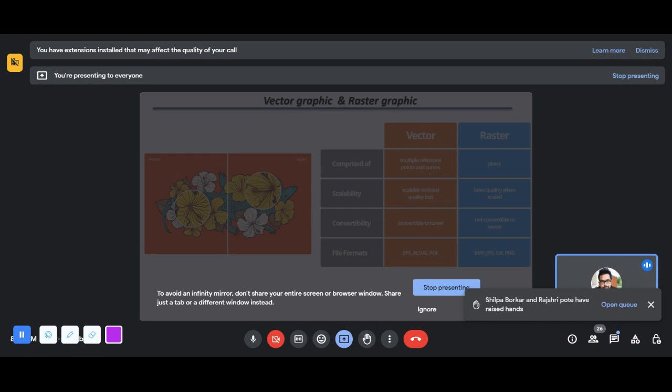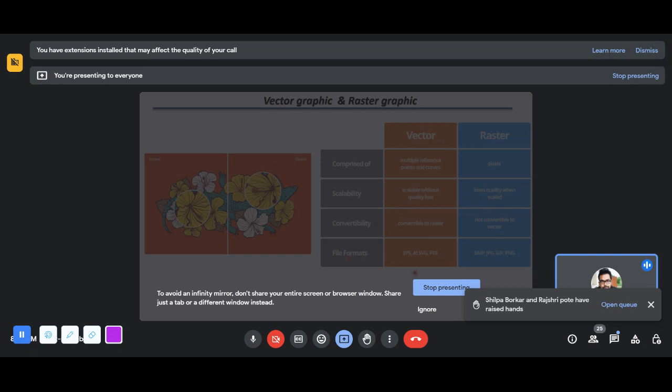Multiple reference points or curves make up a vector image, and a raster is made up of pixels. Scalability: there is no scalability limit. However you enlarge or decrease it, it will not lose its quality. But in the case of raster, it will lose its quality. Convertibility: vector is convertible to raster, but raster is not convertible to vector.